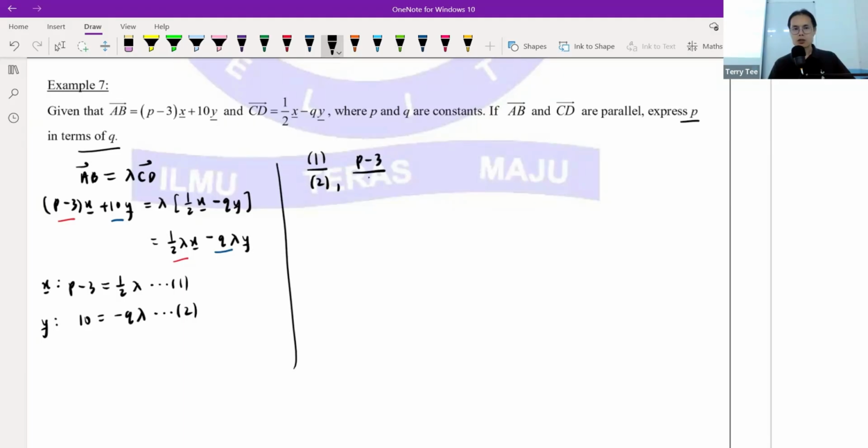So p minus 3 divided by 10 is half lambda divided by minus q lambda. We can cancel this 2. Cancel lambda and lambda. P minus 3 equals half divided by, times 10 is 5, 5 over q. Because I'm finding p in terms of q, I bring the 3 over. P is 3 minus 5 over q.